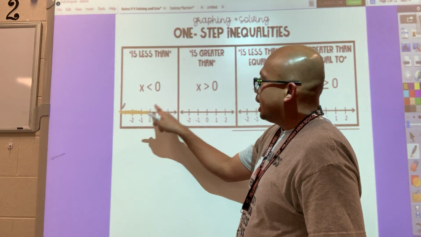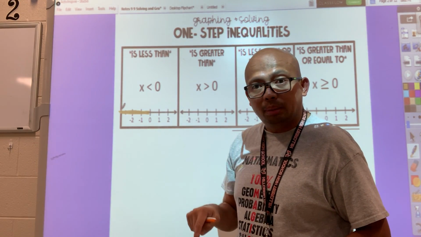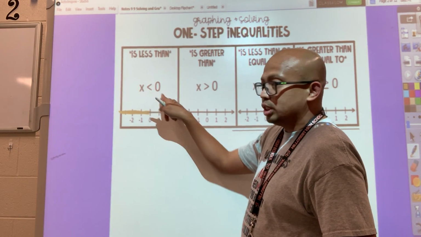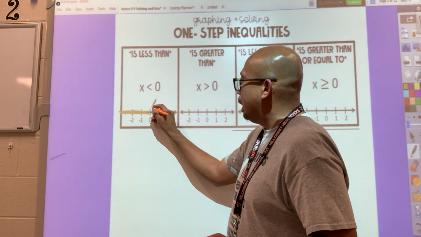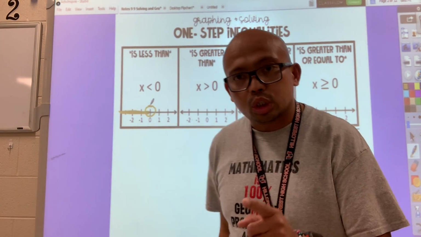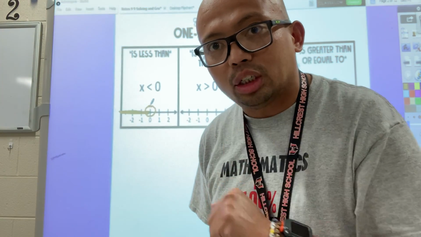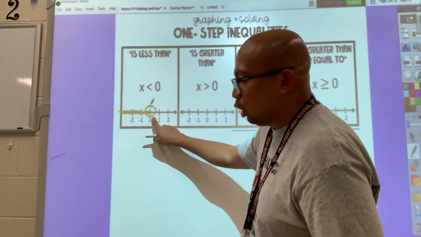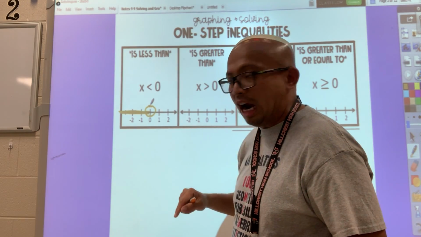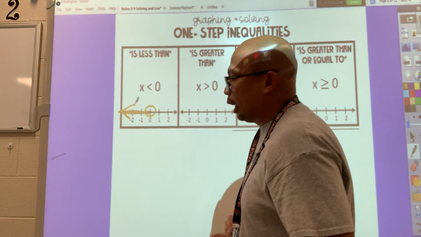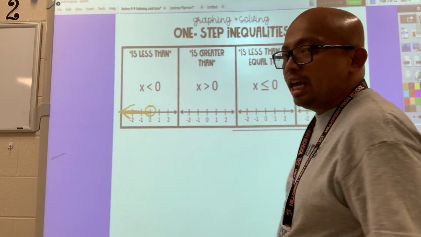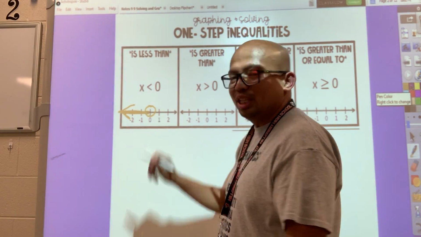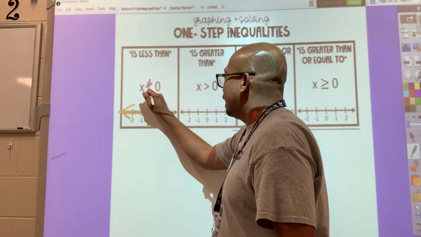But the question is, is 0 part of the problem? According to this, x is less than 0. That means 0 is not part of the answer, so we'll leave it open. To make the story short, if there's no line under the inequality, we leave it open on our graph. And make sure you put arrowheads towards the left. Here's the hint. Here's the friendly Asian hint. Just kidding. This is less than.